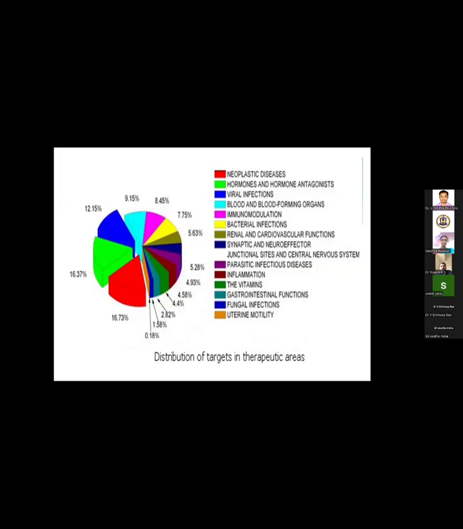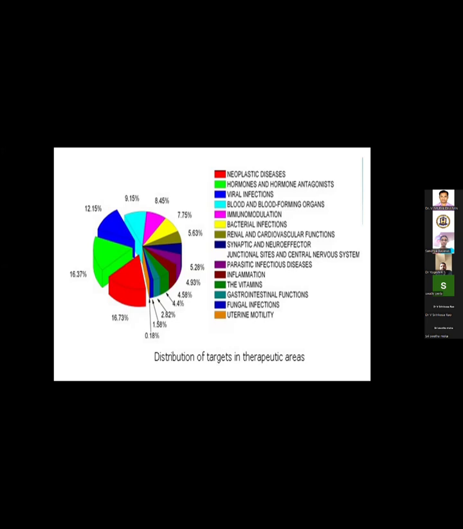And when coming to the therapeutic area, here we can see the major target is neoplastic diseases. Nowadays, we all know that cancer is the leading disease in the world. So the scientists are majorly focusing on neoplastic disease, hormones and hormonal antagonists, viral infections, blood-forming organisms, immunomodulations, bacterial infections, renal and cardiovascular functions, synaptic and neural effectors, junction sites and central nervous system, parasitic infections, and followed by the different target sites. This comes under the distribution of the targets in therapeutic area.